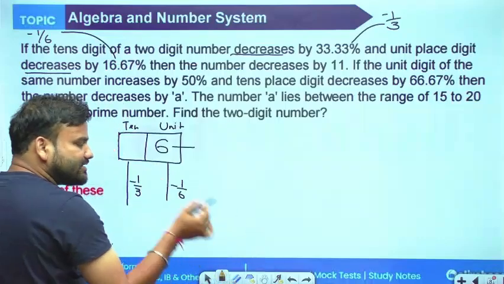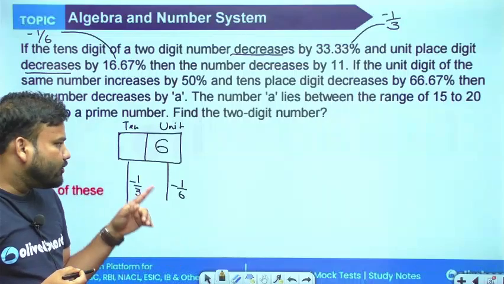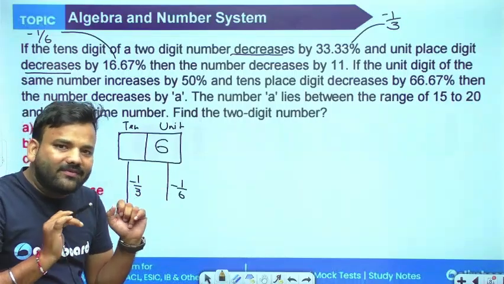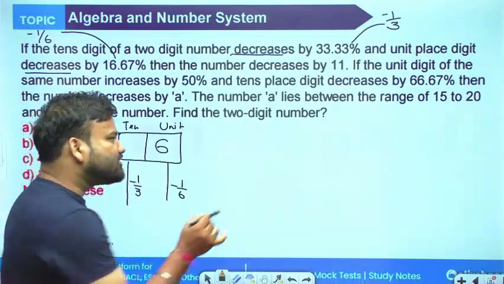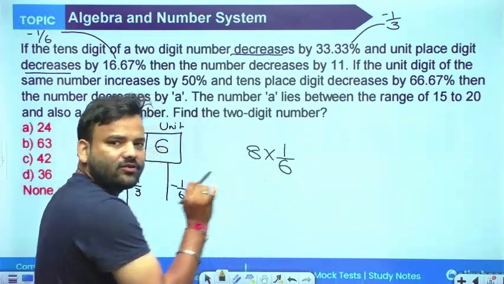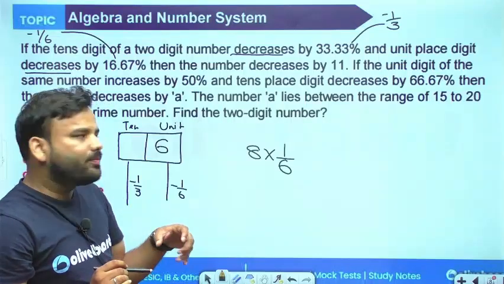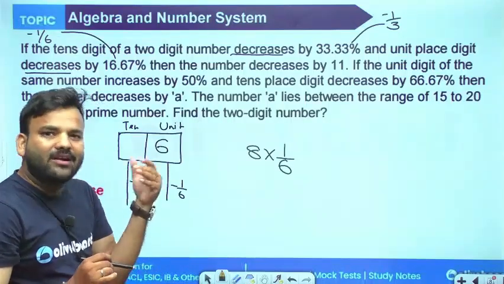It has to be 6, isn't it? I'm using my intelligence over here. You have to decrease a particular number by 1/6. Suppose a number is 8, will you be able to decrease 1/6 of it? No, not possible, because it will be a decimal. So this number will have to be a multiple of 6.